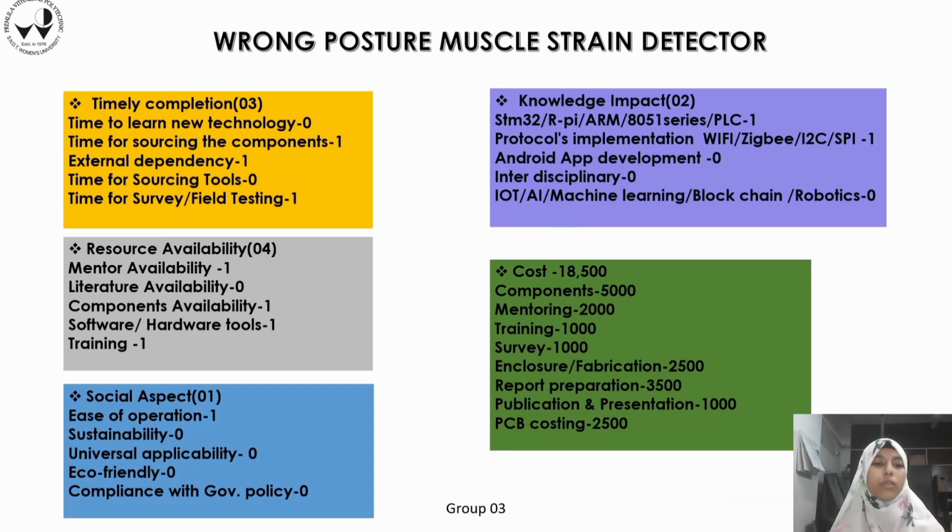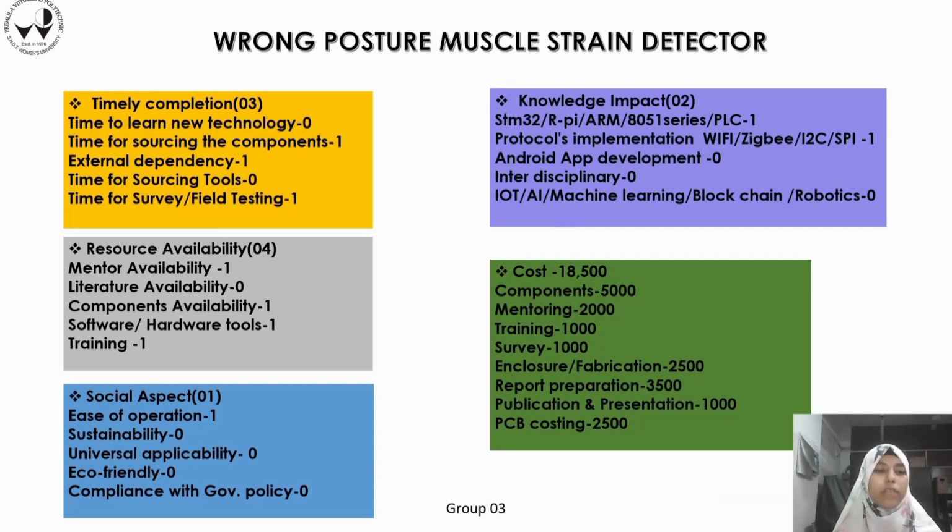Second parameter, which is resource availability, in which the sub-parameters are mentor availability, literature availability, components availability, software and hardware tools, and training. Mentor availability, we have given it 1 because for this project, the wrong posture muscle strain detector, we require a mentor who can guide us within this project. So there's a need of a mentor, and we have given it 1.